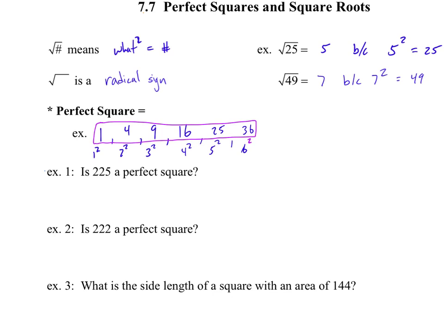So our definition here: a perfect square is a number you get by squaring, multiplying something by itself, an integer, a positive or negative number with no decimals or fractions. So perfect squares come from numbers with no decimals that aren't fractions.